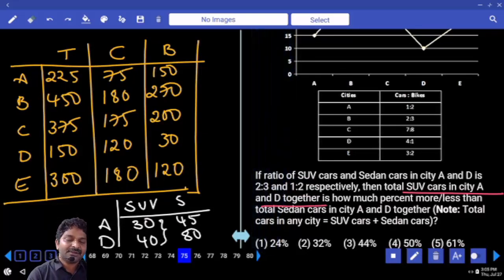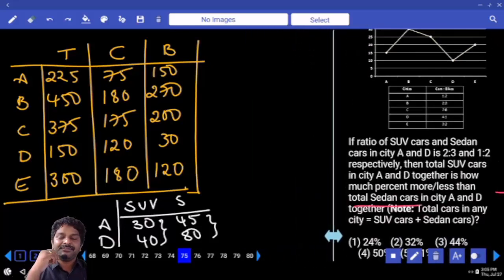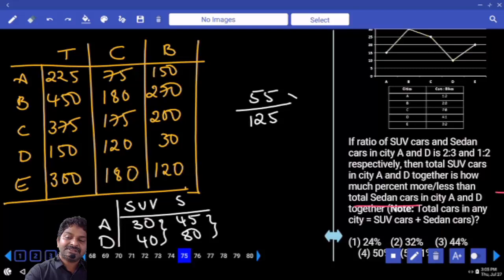Now the question is, SUV cars in A and D together, how many? 70. The other one, 125. What percent more or less, right? 70, is it more than 125 or less than 125? Less than 125, correct. How much less? 55 less. From that, percentage, into 100.